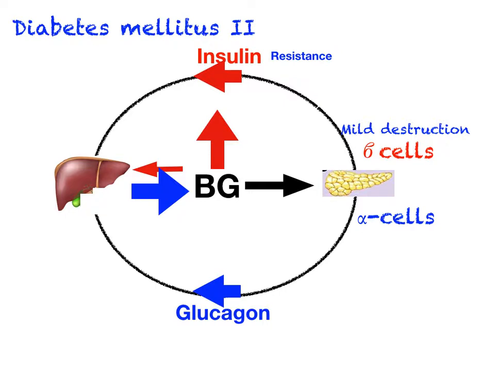It's either mild insufficiency of beta cells or higher insulin resistance. So blood glucose homeostasis is very important, and when things go wrong, it is either diabetes mellitus type 1 or type 2.